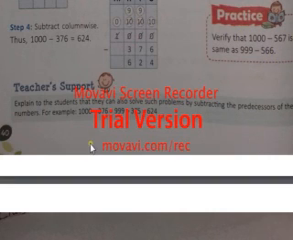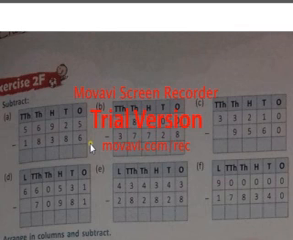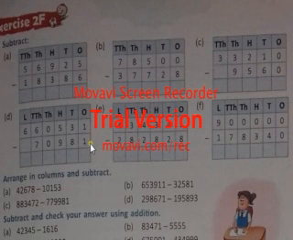Okay, so that's all from page number 41. I will be explaining tomorrow, that is exercise 2f. I will be explaining you tomorrow.